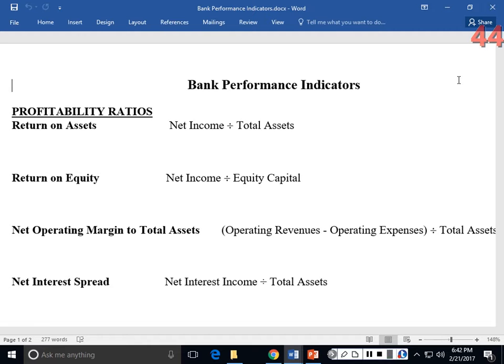For net non-interest margin, is it usually negative? It is. It's going to be negative, and the reason is because your non-interest expense is going to have your employee salaries in it. That's going to cause that number to be huge, and so it's going to be a negative number.